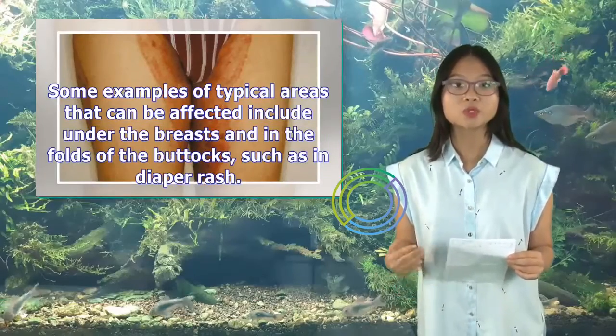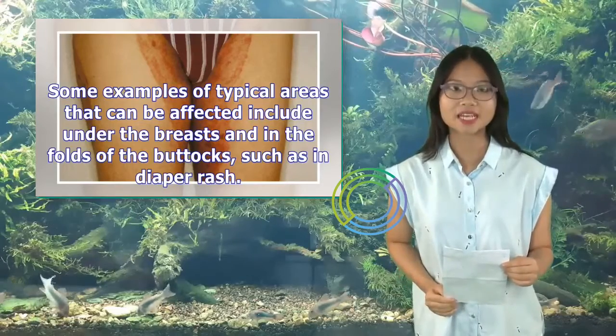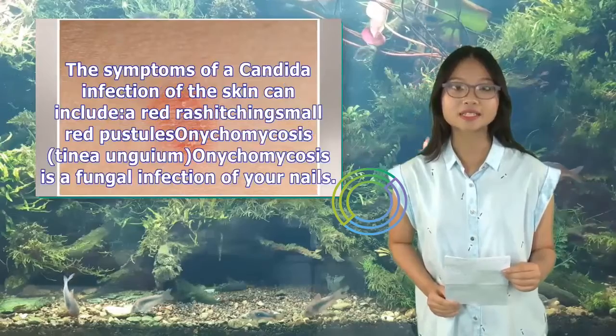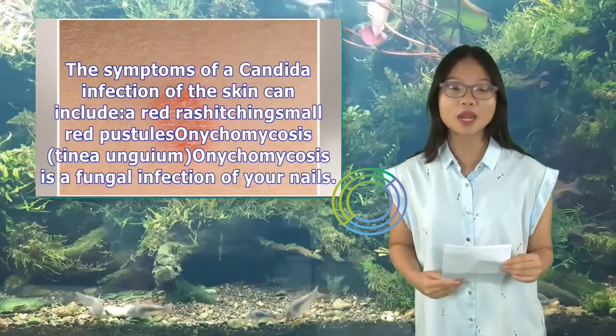Some examples of typical areas that can be affected include under the breasts and in the folds of the buttocks, such as in diaper rash. The symptoms of a Candida infection of the skin can include a red rash, itching, and small red pustules.